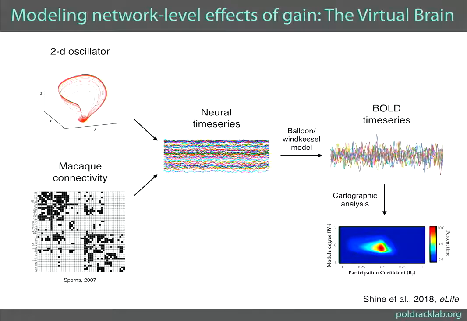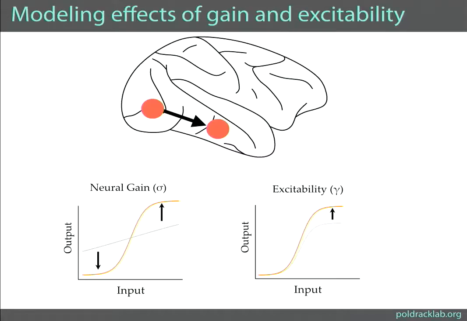So you wire up this little simulated macaque brain, and then you just turn it on and let it run. You get back neural time series, and then you can turn those into simulated BOLD data using a balloon-Windkessel model. Then we can do all the analyses that we've been doing on the BOLD data on those data and get our cartographic analysis and so on.